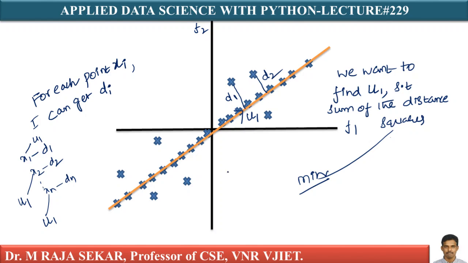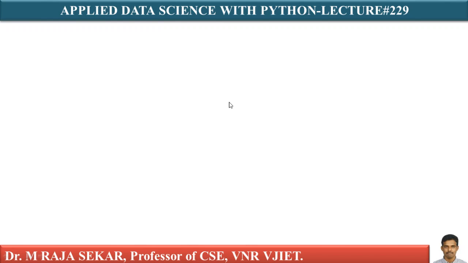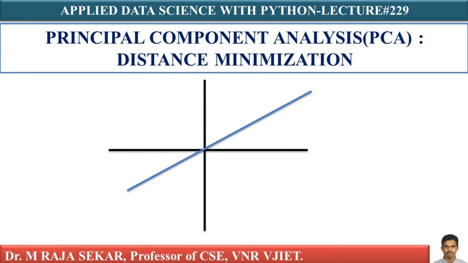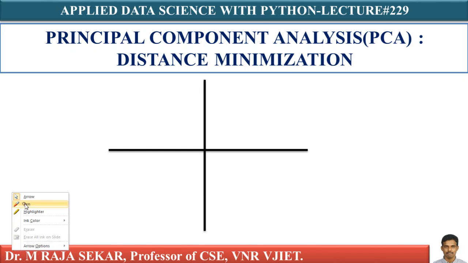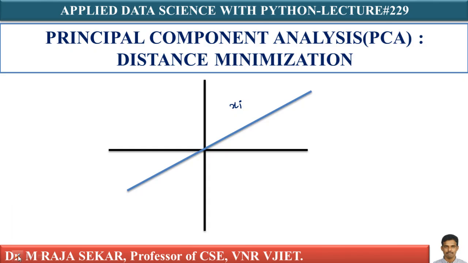What is di? What is distance d1? Let me express this in a fresh PPT. Let me assume my xi is somewhere here. This is xi, and this is my u1. Now, what is my di? Di is the distance between xi and u1. I need this distance.